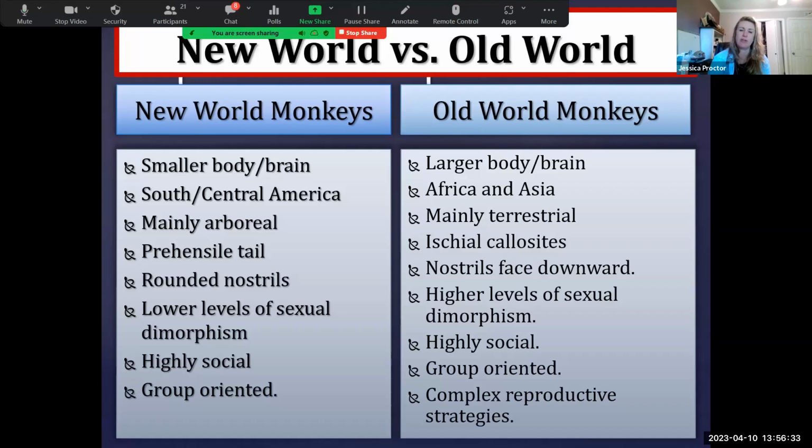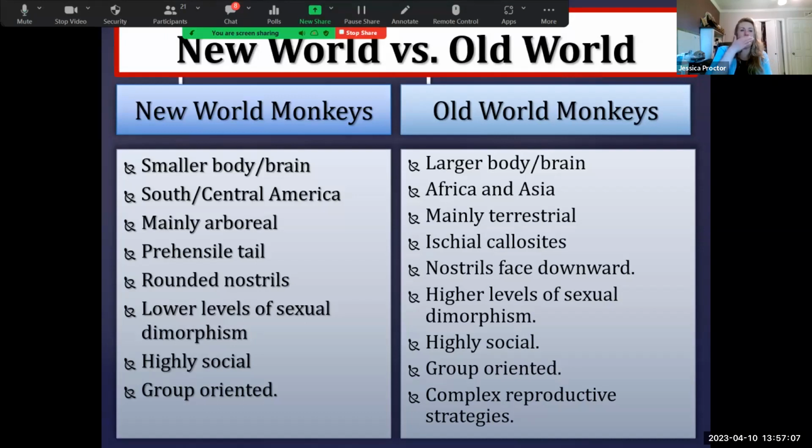And then the specialized features we see in the Old World monkeys. We see the ischial callosities, that's the tough sitting pads on the rear. We see nostrils that face downward. We tend to see higher levels of sexual dimorphism. So that means higher levels of competition for access to food, resources, and mates. And they, just like the New Worlds, are highly social and group-oriented, but they tend to have more complex reproductive strategies. And we will actually go into reproduction in detail next week when we talk about primate behavior and dominance hierarchies.